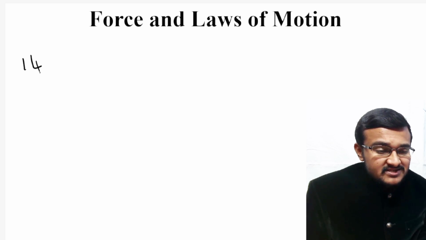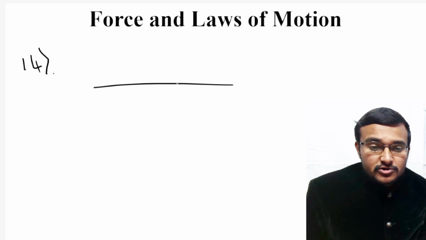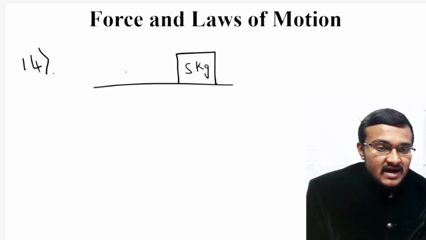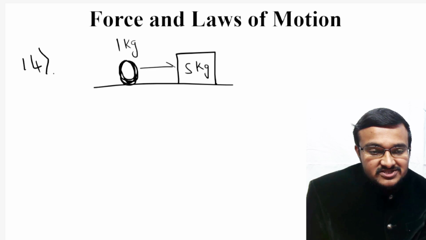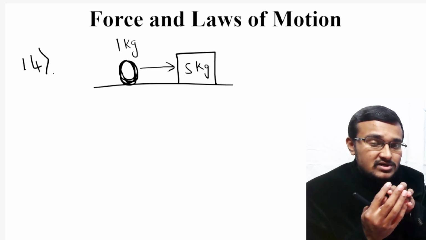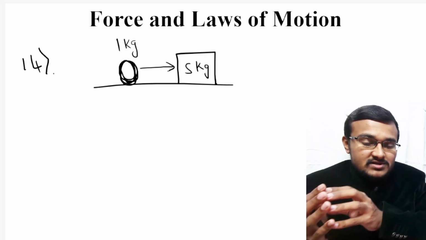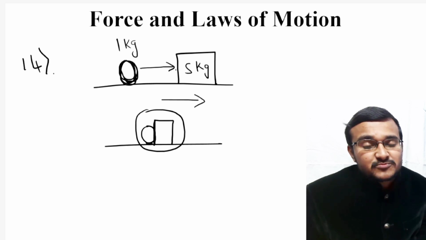Coming to the 14th question in this particular exercise, here on a particular floor there is a wooden block which is having mass equal to 5 kg. And there is one more object which has mass equal to 1 kg. So let's say this is one more object which has mass equal to 1 kg. And this particular object is moving in a straight line and it is actually hitting this particular wooden block and it is sticking with the wooden block and it is moving the wooden block. So these two objects move off together after this particular object hits this particular wooden block.